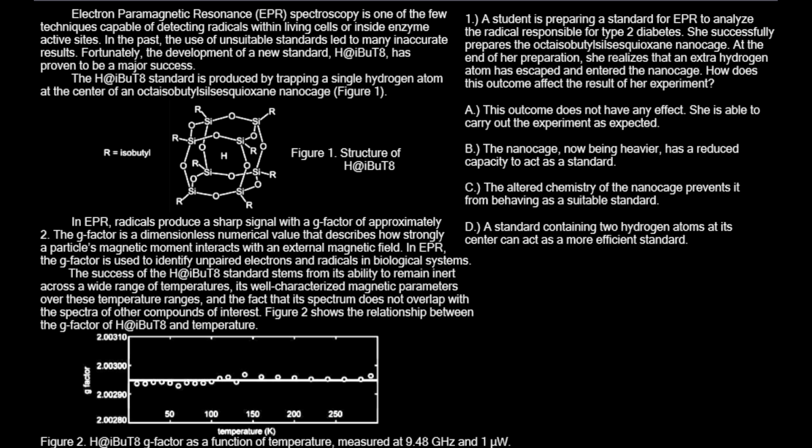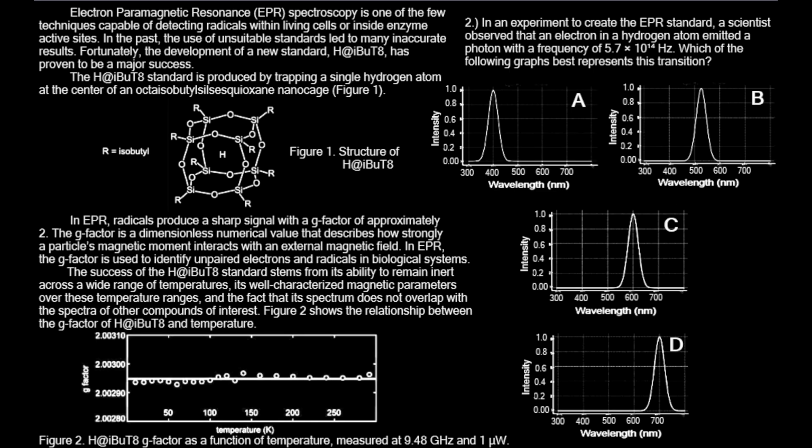Answer choice D says a standard containing two hydrogen atoms at its center can act as a more efficient standard. Here is question number 2. In an experiment to create the EPR standard, a scientist observed that an electron in a hydrogen atom emitted a photon with a frequency of 5.7 times 10 to the 14 hertz. Which of the following graphs best represents this transition?